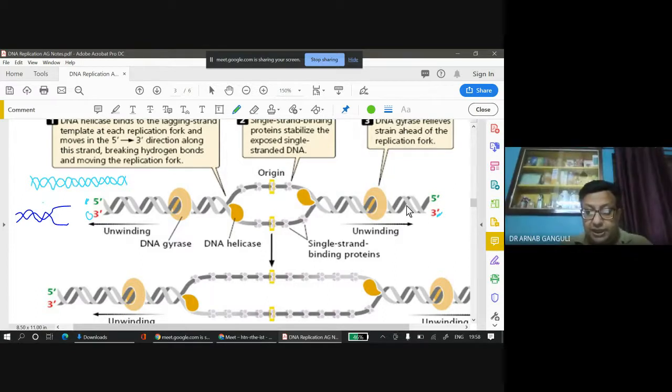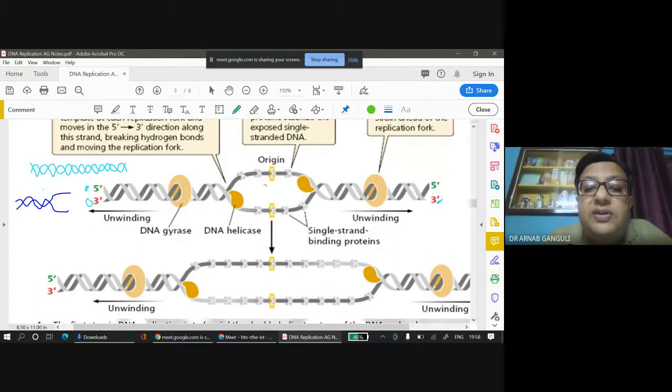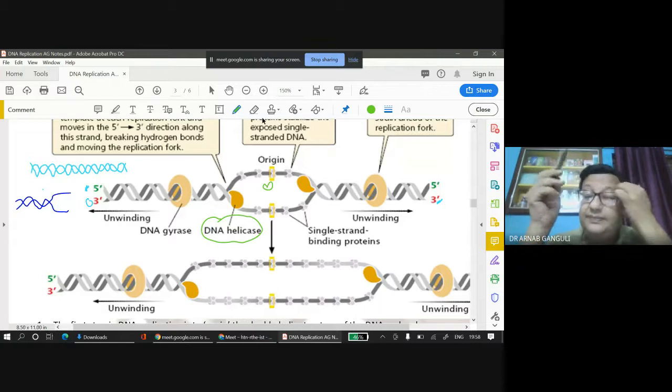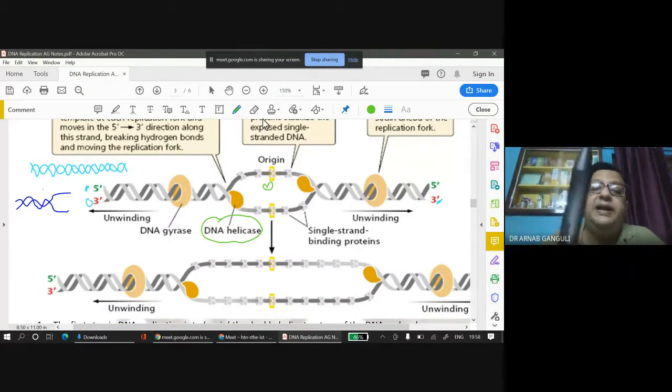ওকে, এবারে কি হচ্ছে, এটা আনওয়াইন্ড হলো, this has unwound, so this is DNA helicase. Think about one side. Now think of a twisted or coiled rubber band, you have just opened it like this. Now you have to keep these strands separate. There are proteins known as single strand binding proteins. What they do is they keep these two strands separate. Now if you leave it, they will again join.